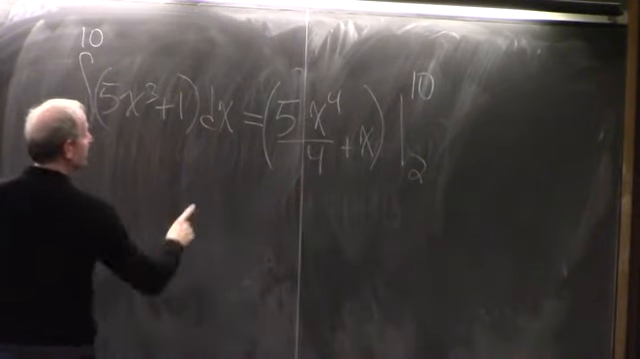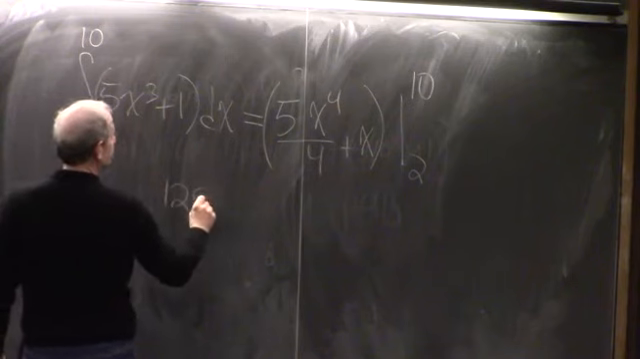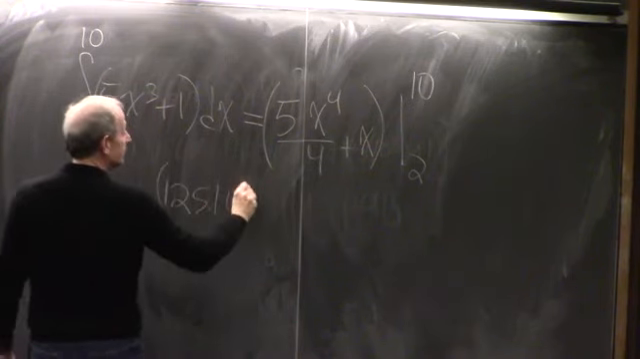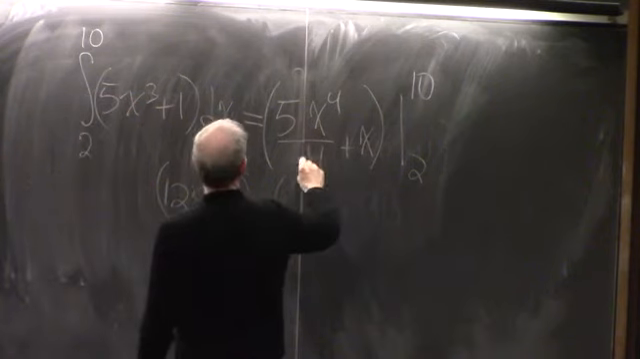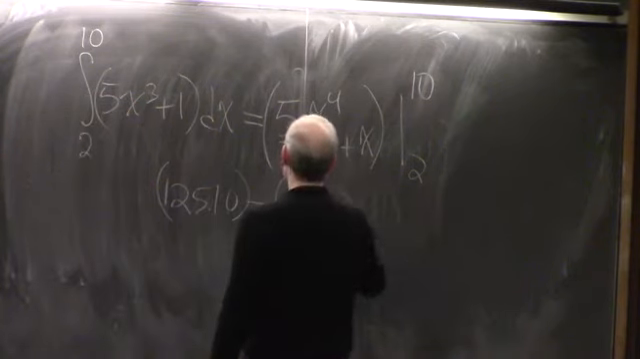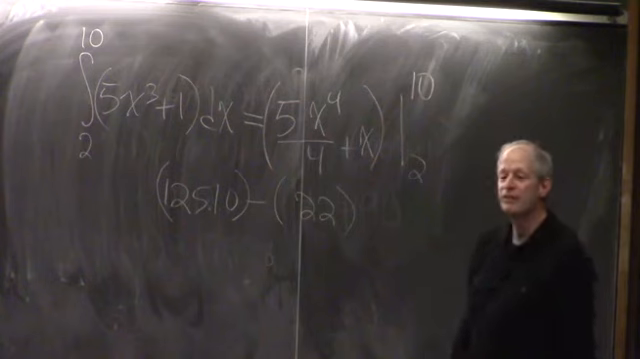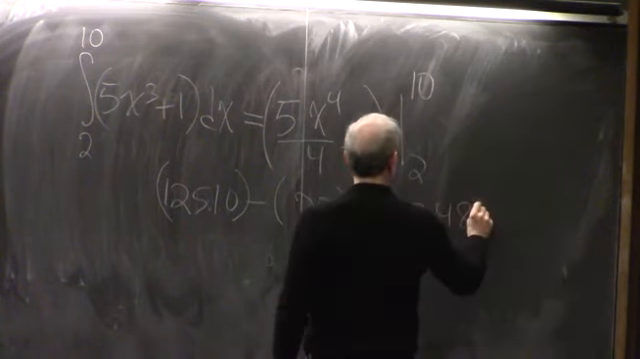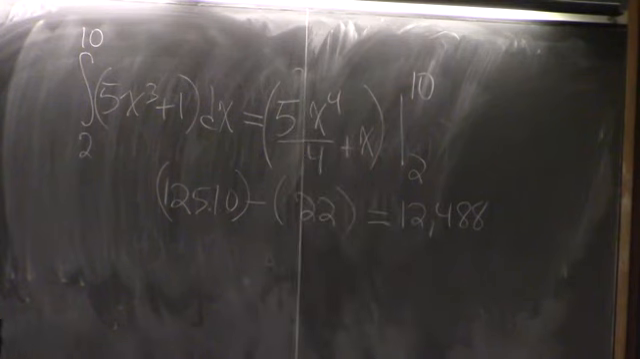So let's see, that's 12,510 minus 22. Okay, which is 12,488. So far so good?